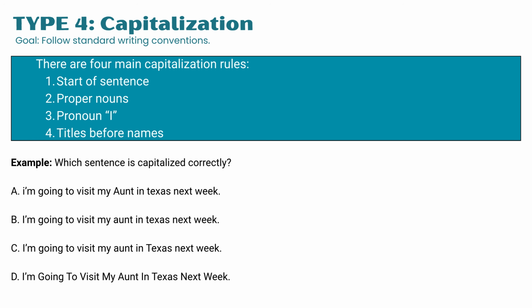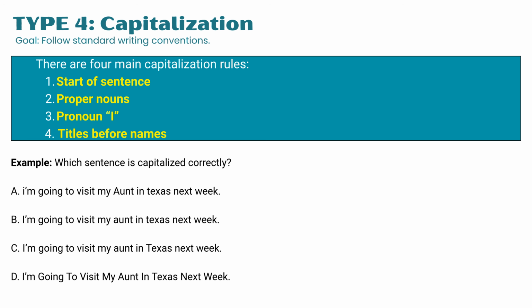And finally, the easiest but most commonly missed type, capitalization. This checks if you follow basic writing conventions that make your text look polished and professional. There are 4 main capitalization rules. Always capitalize the first word of a sentence. Capitalize proper nouns, names of people, places, countries, and organizations. Always capitalize the pronoun I. Capitalize titles when they come before a name, like Dr. Brown or President Lincoln.